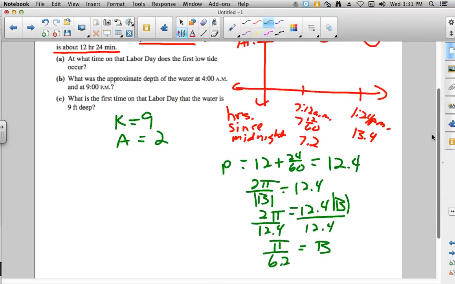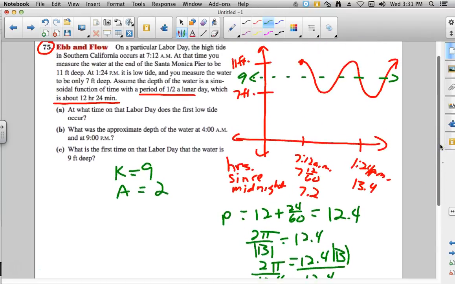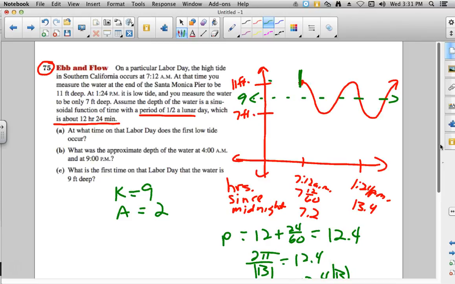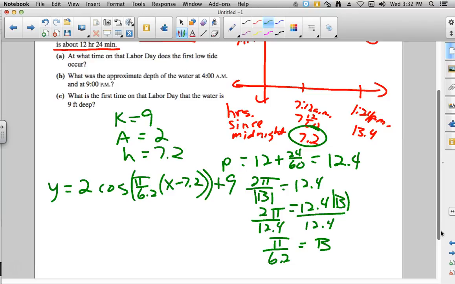Now, we have A, we have K, we have B. The last thing to do would be to see that if we start our cosine graph right here, that's going to require a shift, and that is a horizontal shift. And that horizontal shift is 7.2 to the right. So H is 7.2. So let's put this cosine business all together here. Y equals A cosine of B times x minus 7.2 plus 9. Well, there's a thing of beauty there, huh?